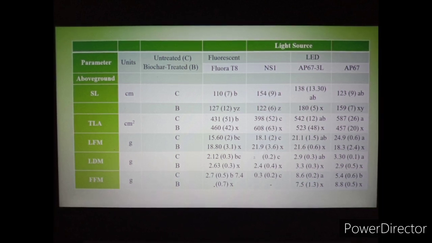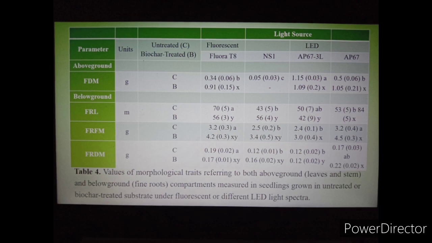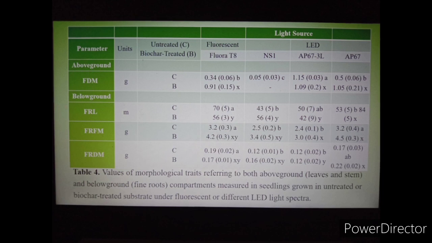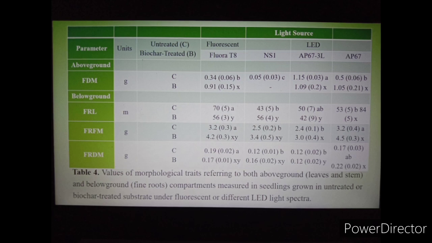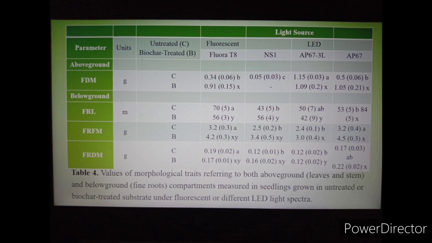and also the fine root fresh and dry mass. As being shown in the table, leaf fresh mass was highest in seedlings grown with AP67, although no statistical difference was found for values measured with AP67-3L. Fluorescent light and NS1 represented the intermediate and lowest leaf fresh mass values respectively. Finally, leaf fresh mass of biochar treated seedlings was similar among all light types, with only in the case of AP67 it being significantly lower than that found for untreated seedlings.